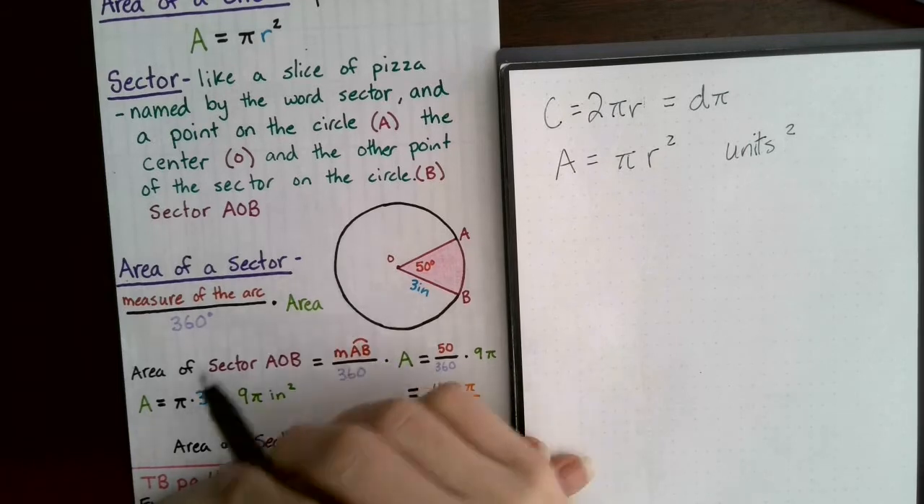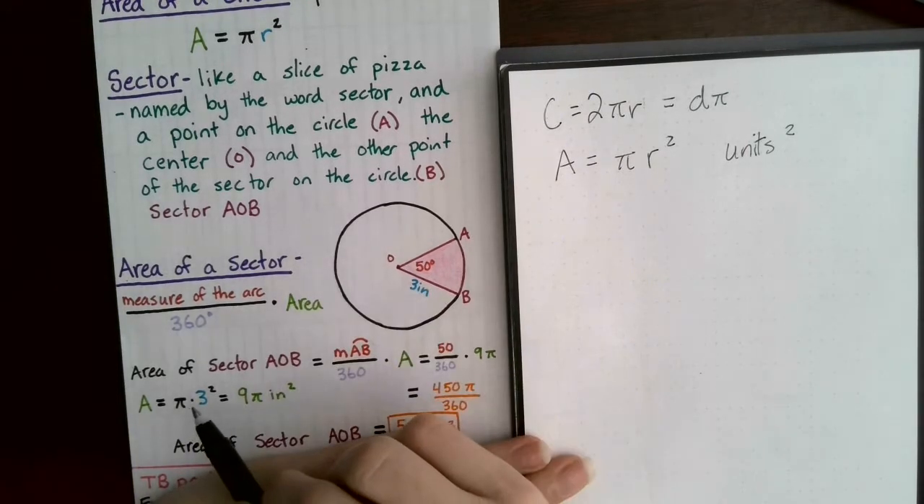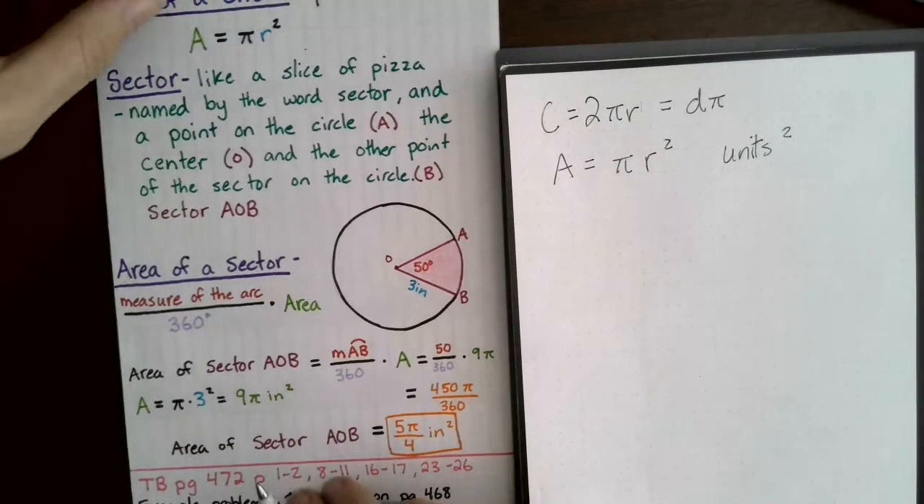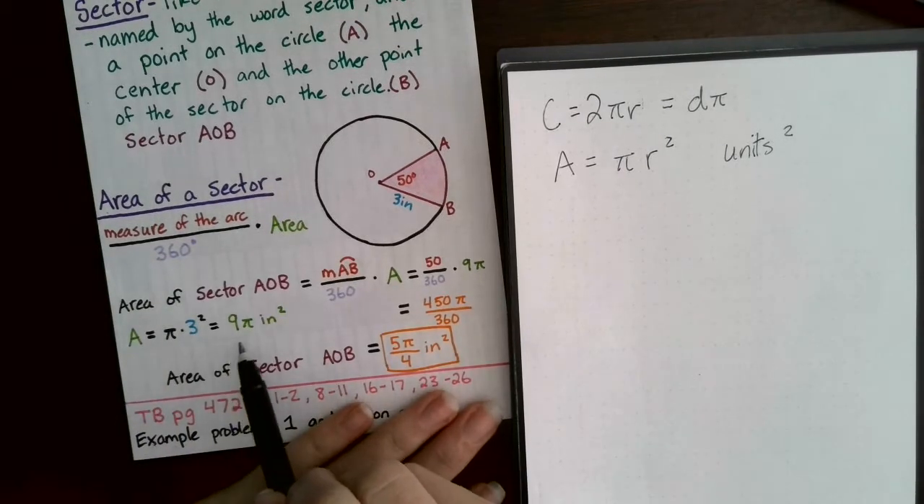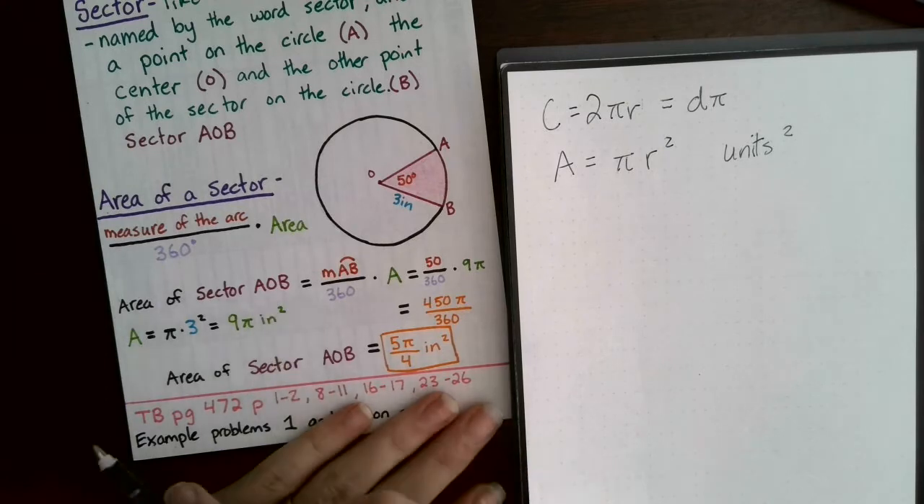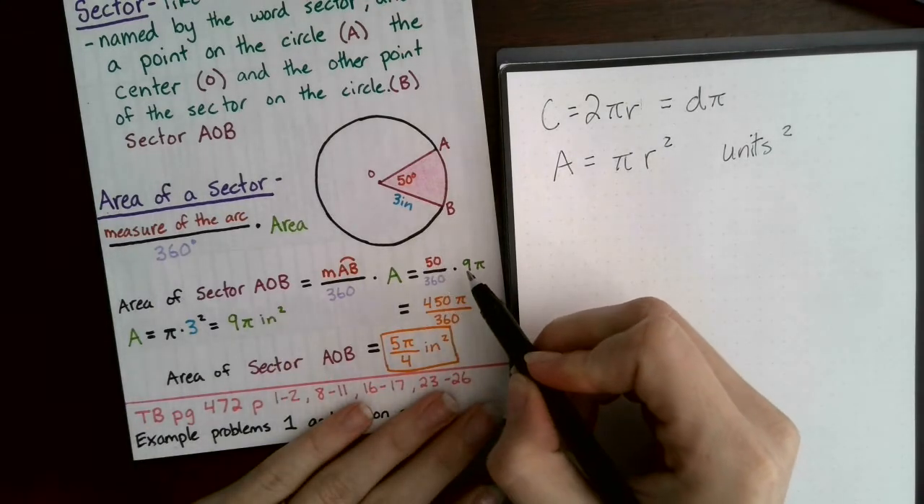So I take this, measure of arc AB is 50 over 360 times area. And for area, we have to take pi r squared. My radius is 3, so 3 squared is 9. We're always going to leave in terms of pi unless the problem states to do otherwise. And I have 9 pi inches squared. Remember, units get squared when we are using area. So now I have 50 over 360 times 9 pi.